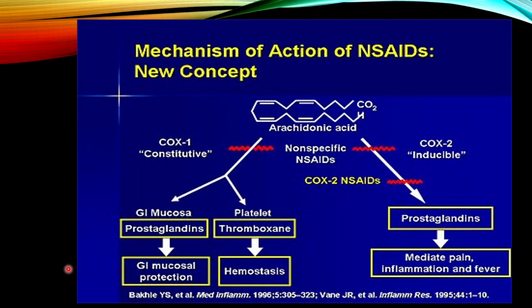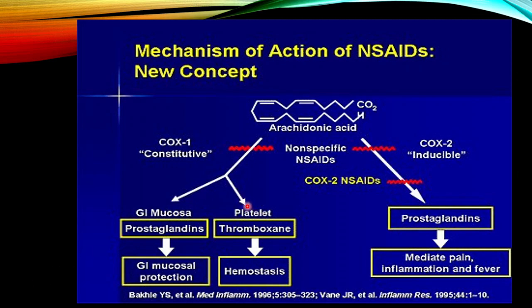The inhibition of COX-1 causes many of the untoward effects of NSAIDs, such as impairment of renal function, bleeding tendency, and GI irritation and ulceration. And inhibition of COX-2 is associated with the anti-inflammatory effect.